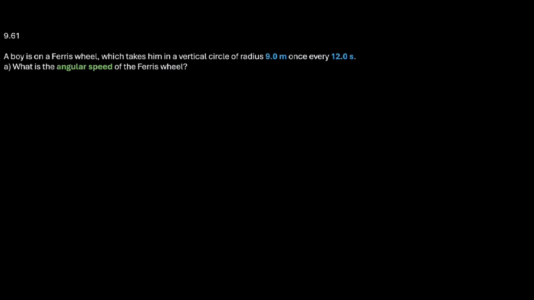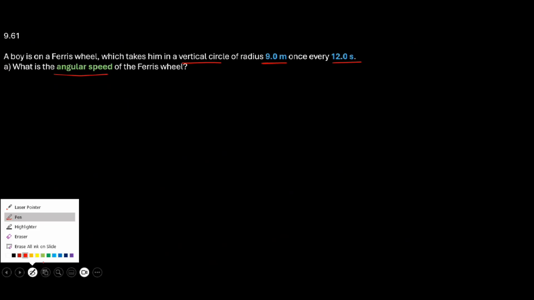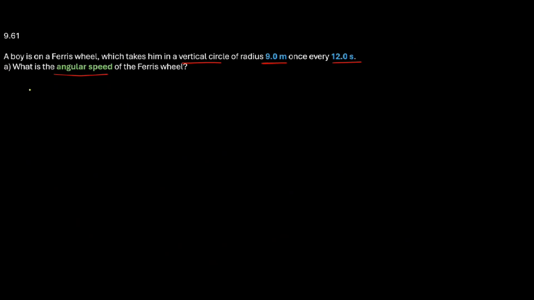Question 9.61. A boy is on a Ferris wheel which takes him in a vertical circle of radius 9 meter once every 12 seconds. What is the angular speed of the Ferris wheel? So here in the question, I have been given the radius of the circle r, which is 9 meter, and I have the period of revolution t, which is 12 seconds. I need to find the angular speed omega.